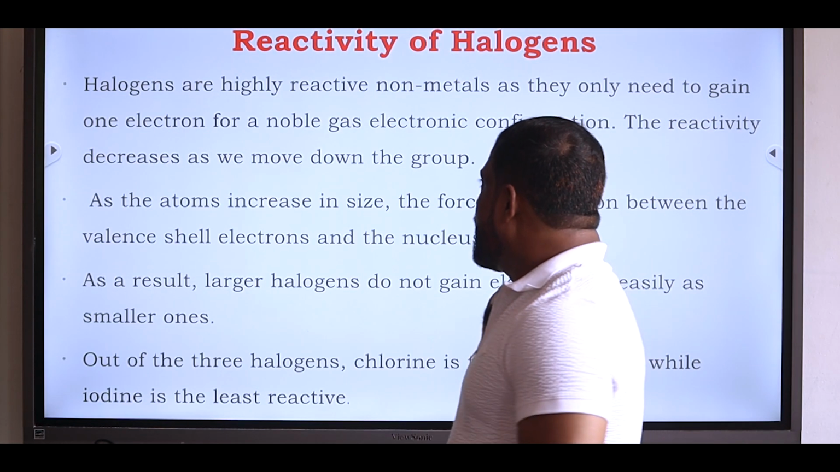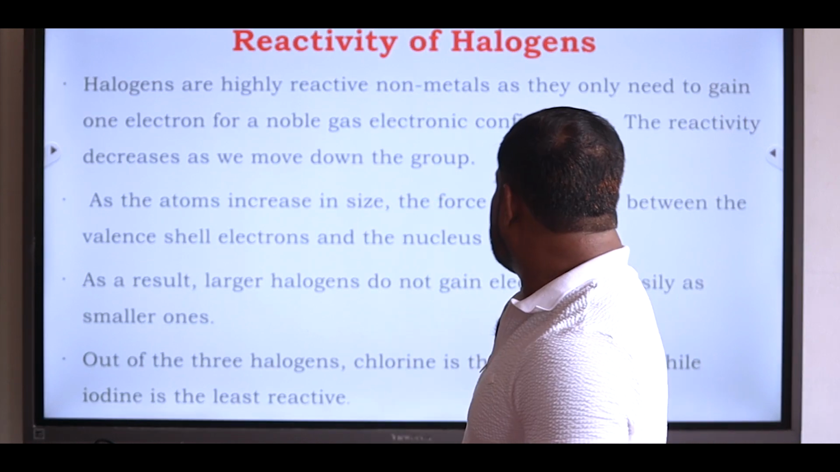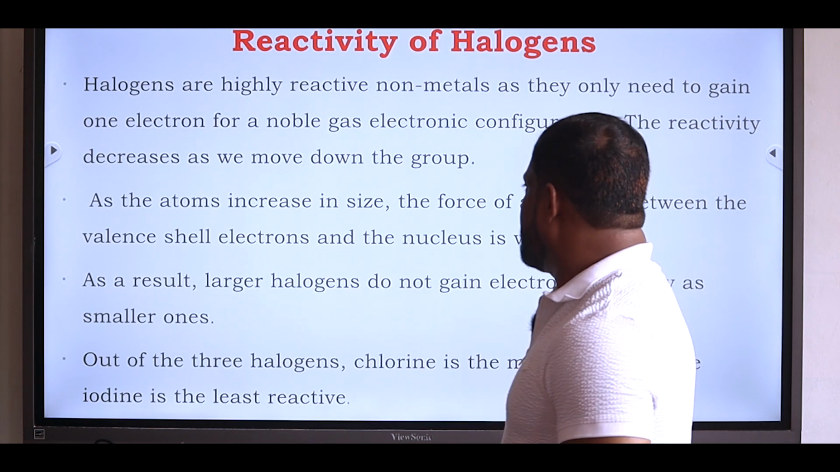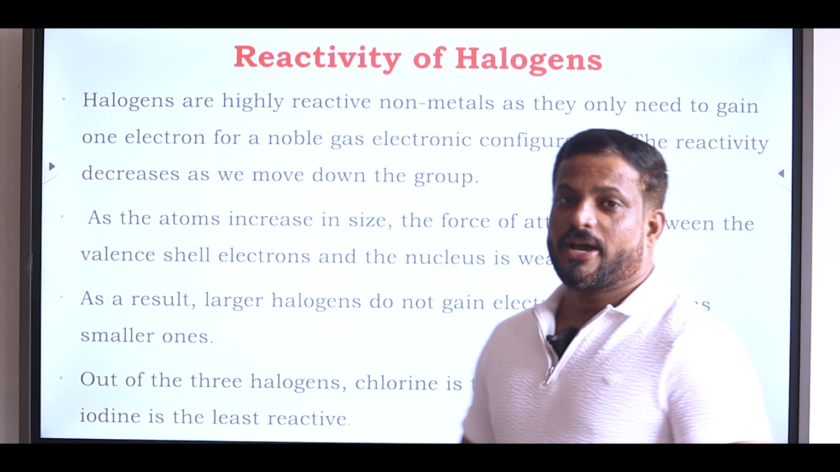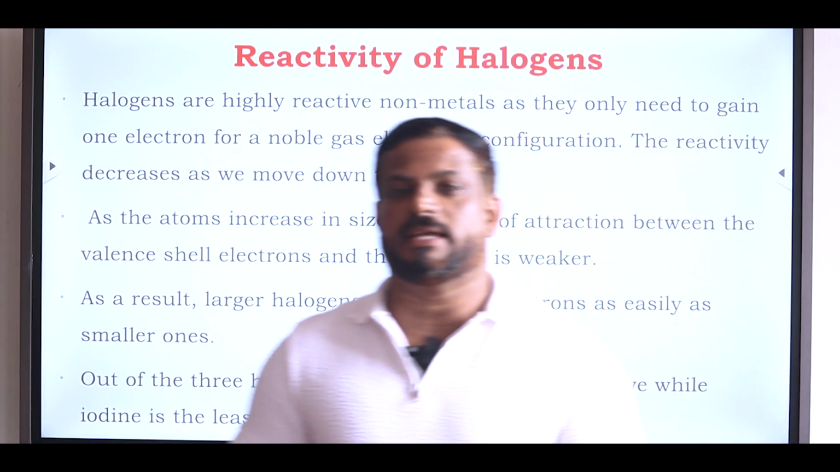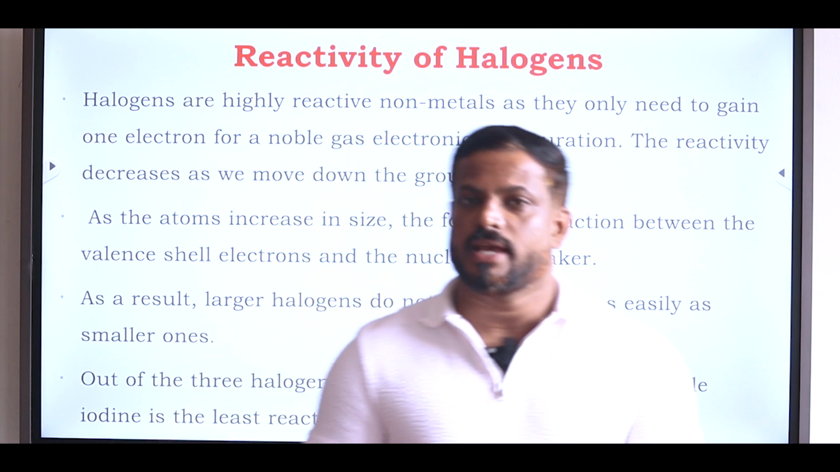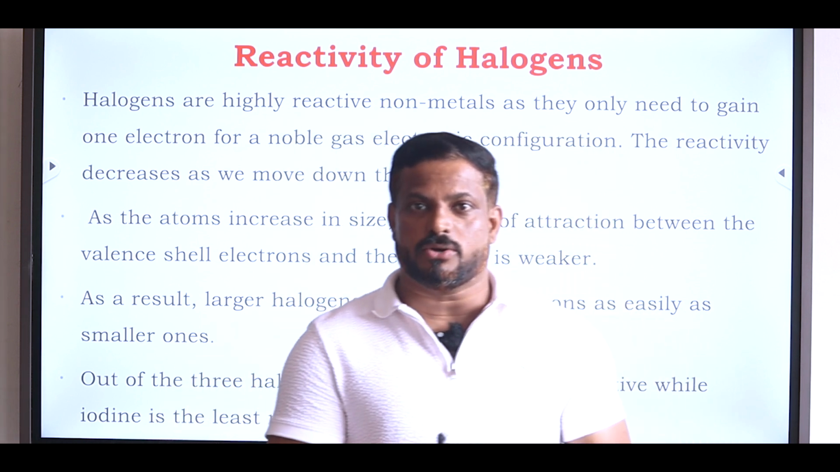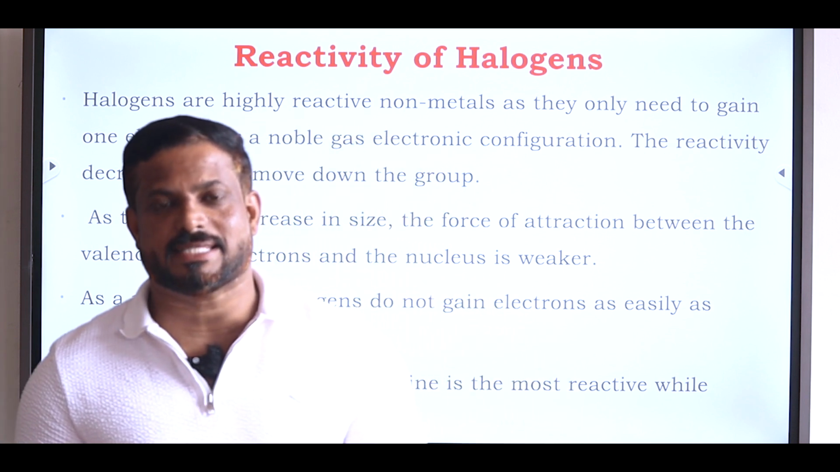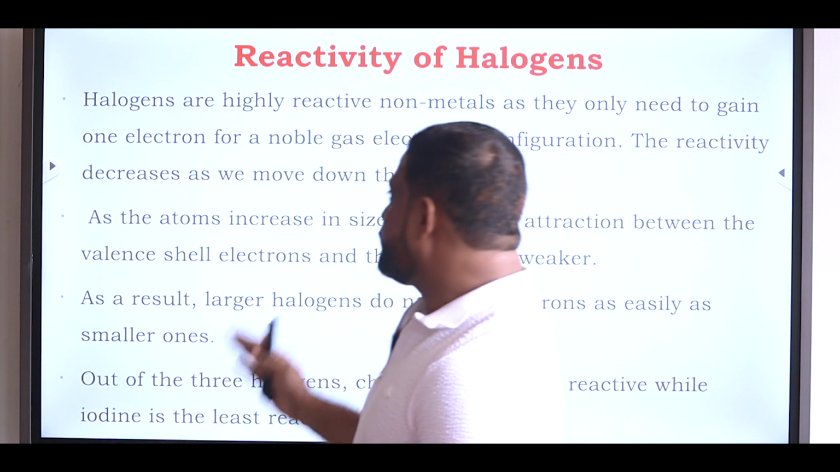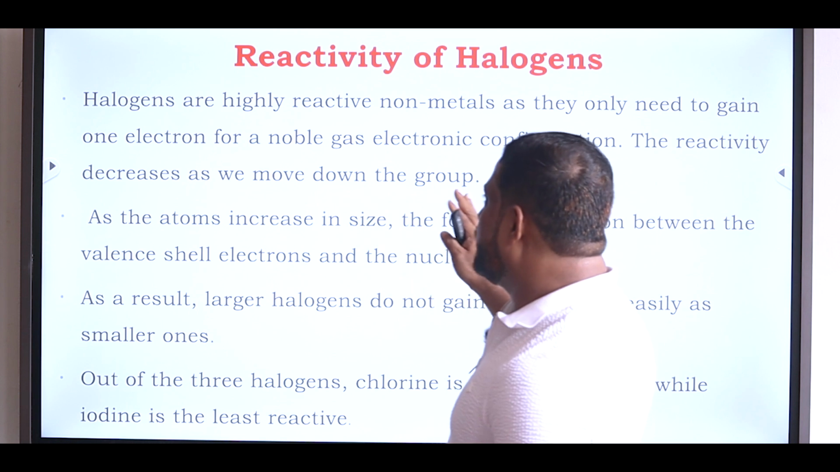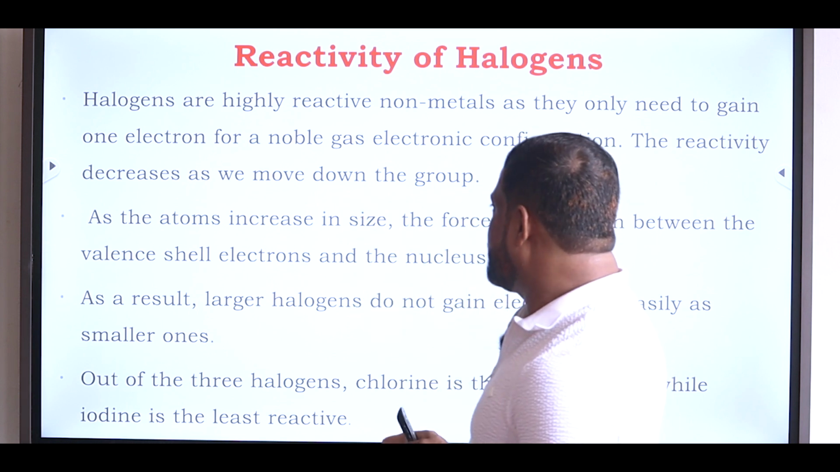Reactivity of halogens. Halogens are highly reactive non-metals as they only need to gain 1 electron for a noble gas electronic configuration. They need 1 more electron to complete their outermost shell, that is the valence shell. I already mentioned halogens belong to group 7. Group 7 means the valence shell contains 7 electrons. Because of 7 electrons, they need 1 more electron to complete their octet. So they are highly reactive non-metals.